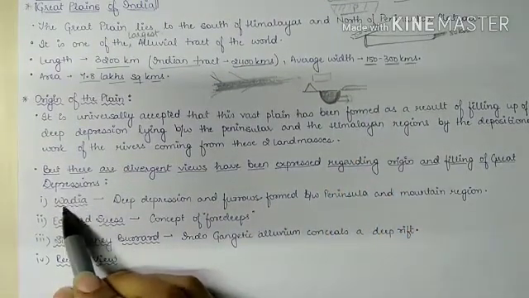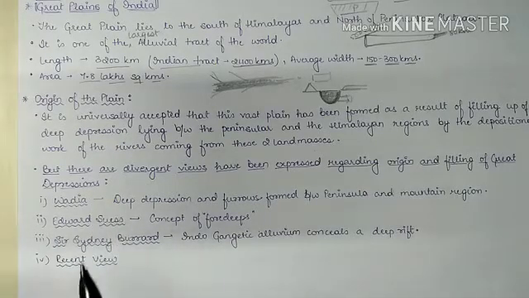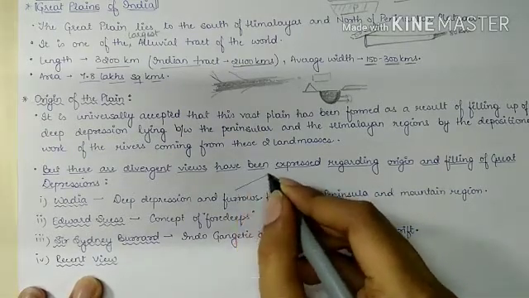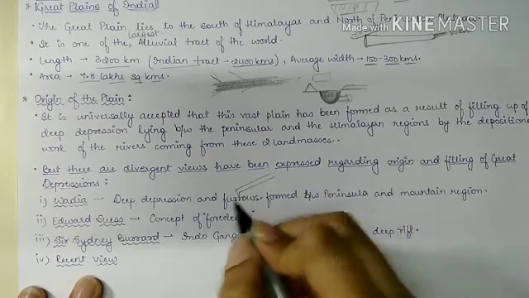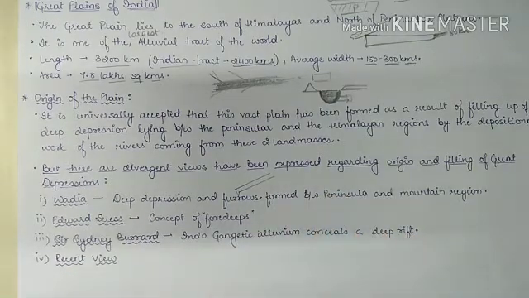The first concept was given by Wadia. Wadia postulated that these plains were originally a deep depression or furrow that was lying between the peninsula and the mountain region. This depression was filled by the rivers.